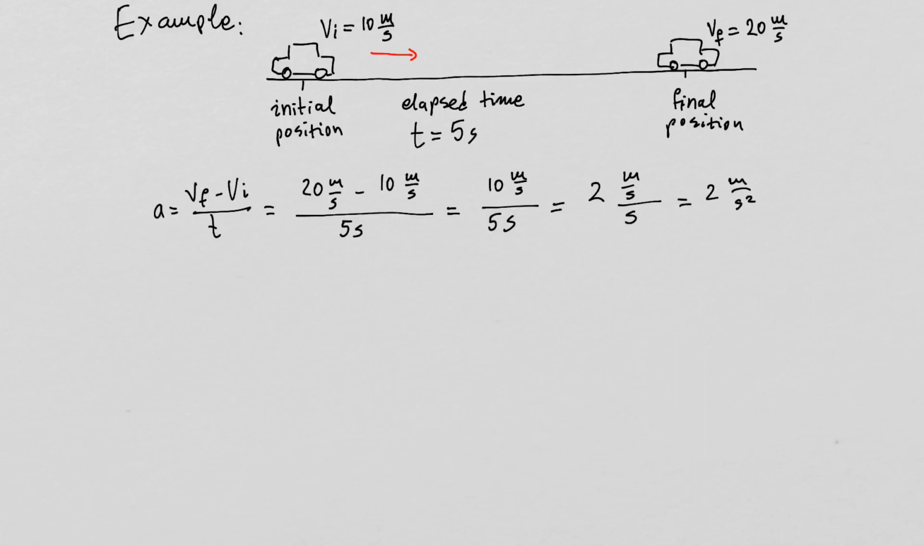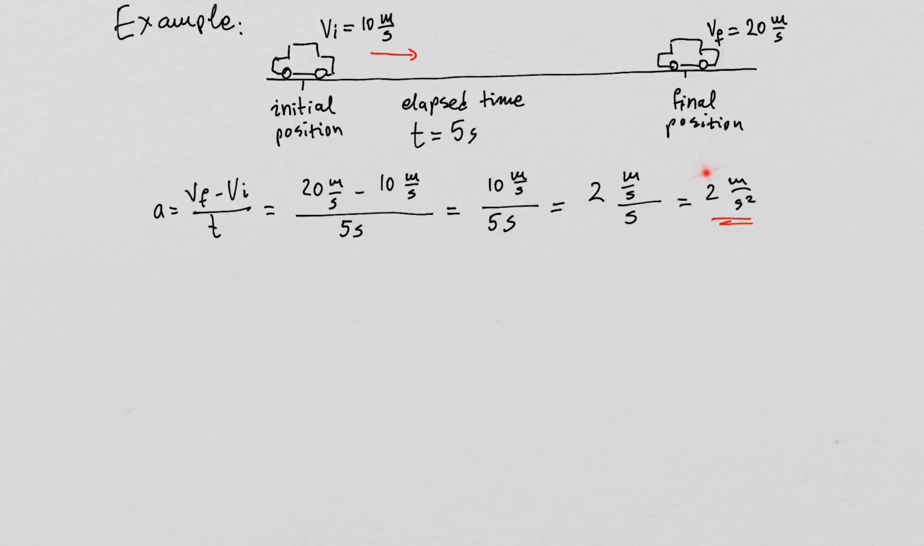The formula that defines acceleration is that the acceleration is equal to the final velocity minus the initial velocity, and the result is divided by the elapsed time. So the final velocity is 20 meters per second minus the initial velocity, which is 10 meters per second, divided by the elapsed time, which is 5 seconds. That gives us 10 meters per second divided by 5 seconds, which gives us 2 meters per second per second, and we can rewrite this as 2 meters per second squared. So that is the acceleration of the car as it's going down the road from left to right.